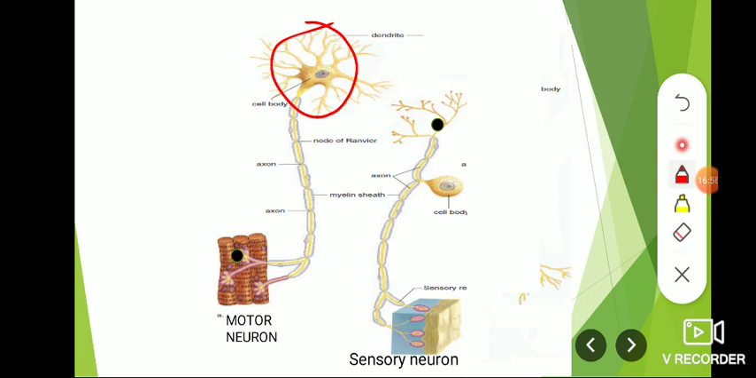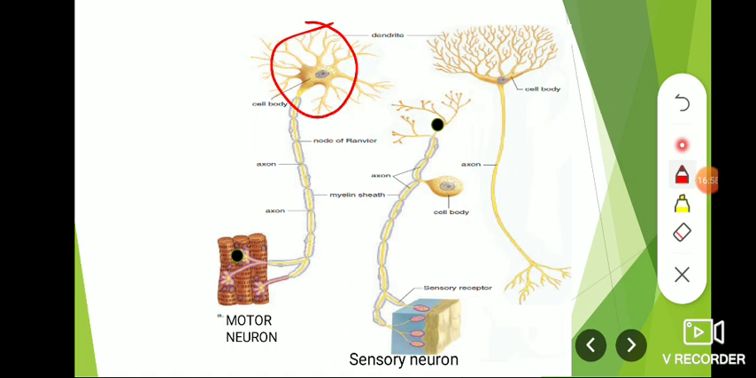The third category are neurons which are connecting two neurons. These are called interneurons. Their function is only connecting two neurons. So this is called an interneuron.